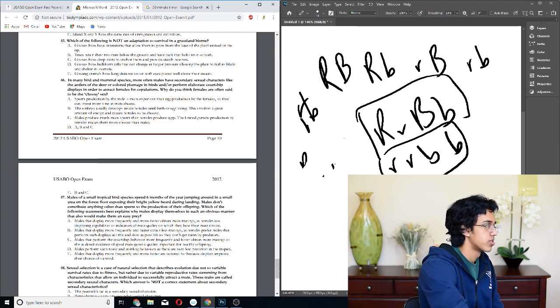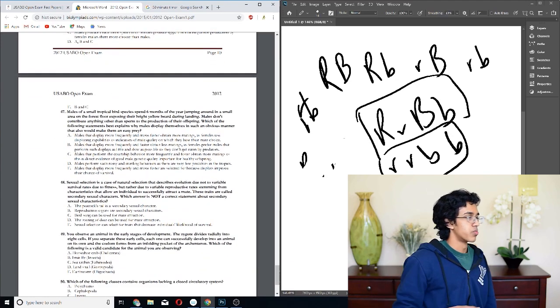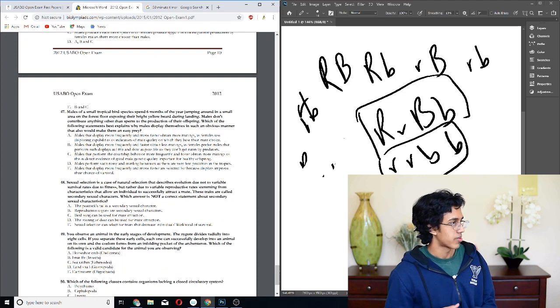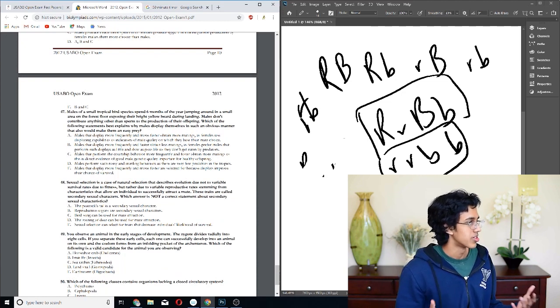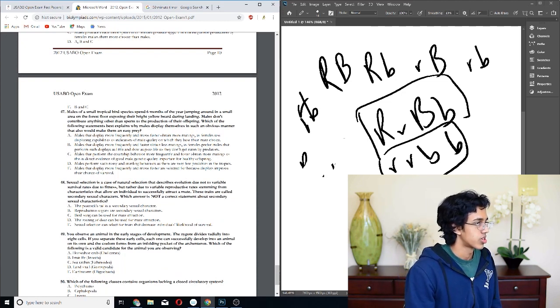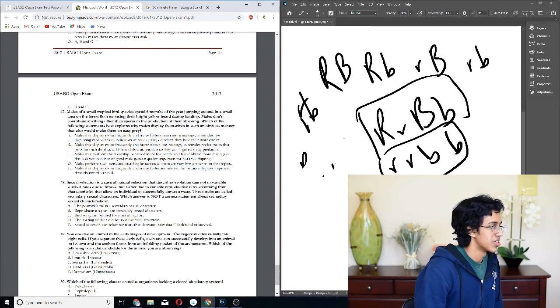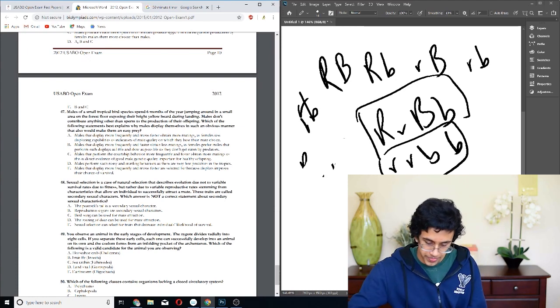Okay, 47. Males of tropical bird species spend 6 months of the year jumping around in a small area of float, blah, blah, blah. They don't contribute anything other than sperm to the production of offspring. Which of the following? Okay, A seems right. B is quite clearly not right. Wait, C might be right. D is not right and E is not right. Okay, yeah, C seems right. Let's go with that.